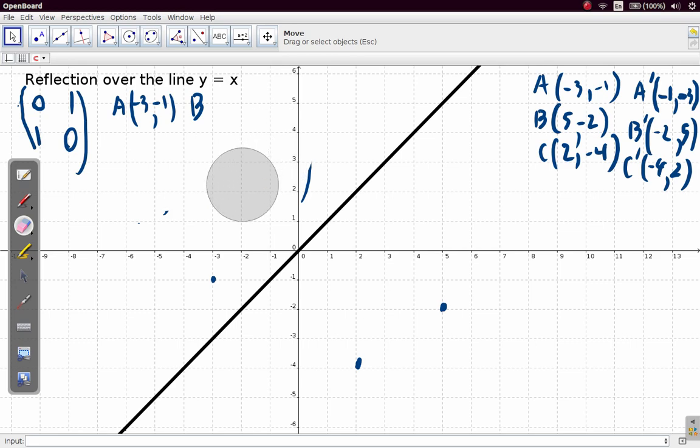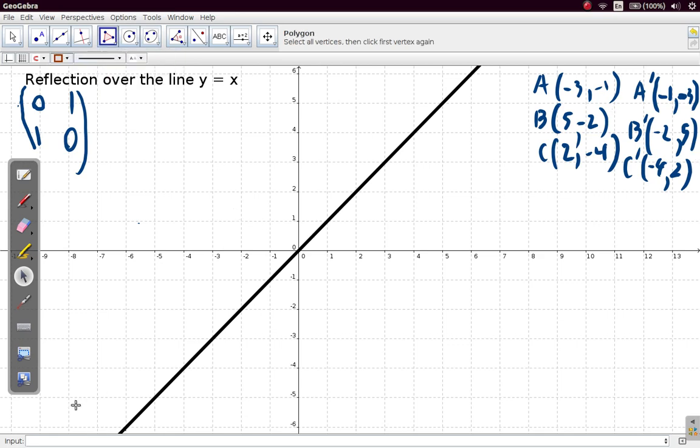So let's erase these and plot the two triangles. Let's first plot the original triangle. Let's plot it in red. We have our original triangle: (-3, -1), point here, (5, -2) here, and (2, -4) here. Now let's close the triangle.